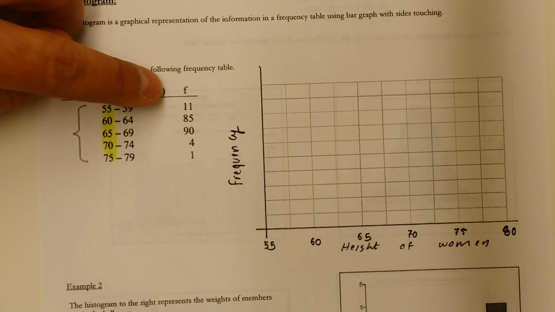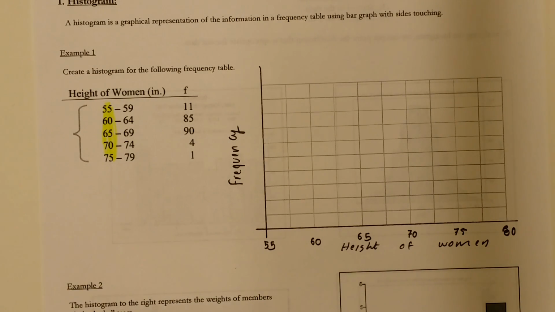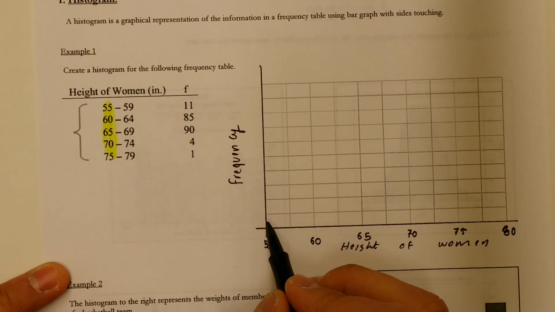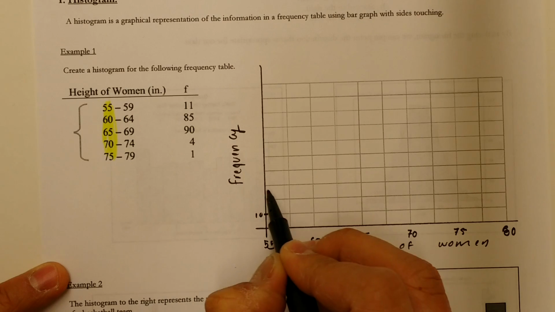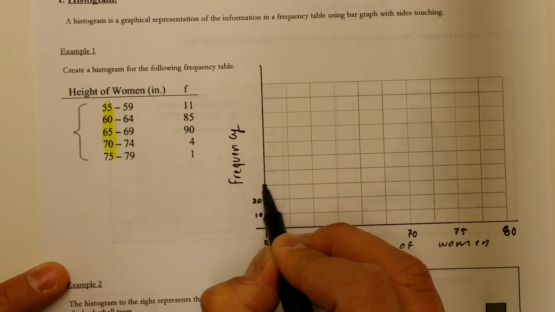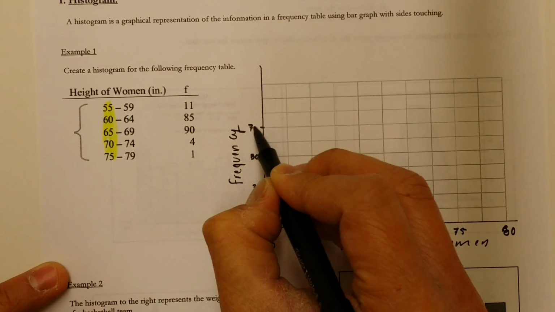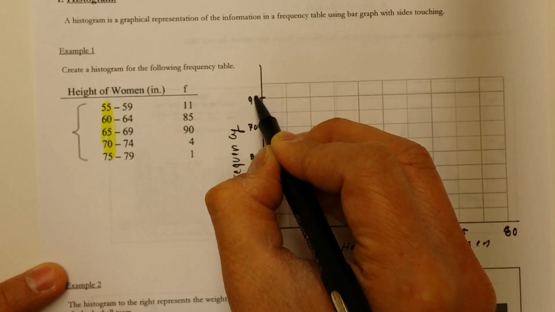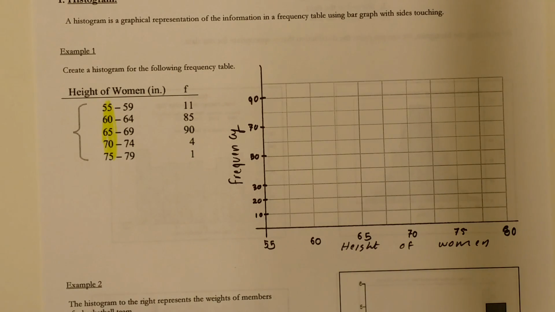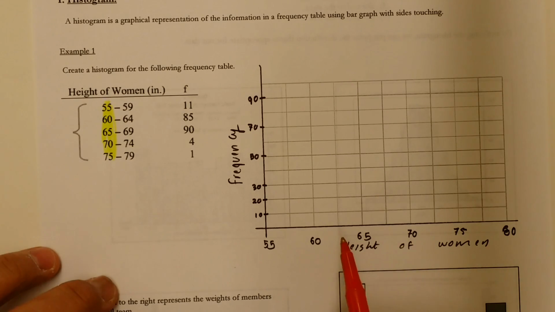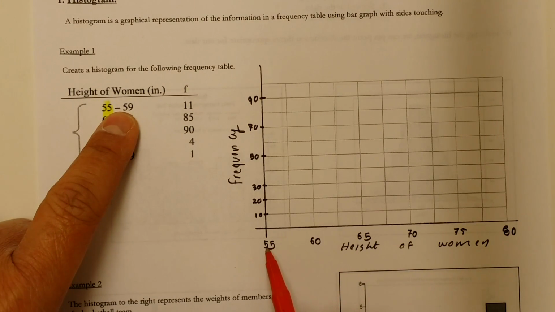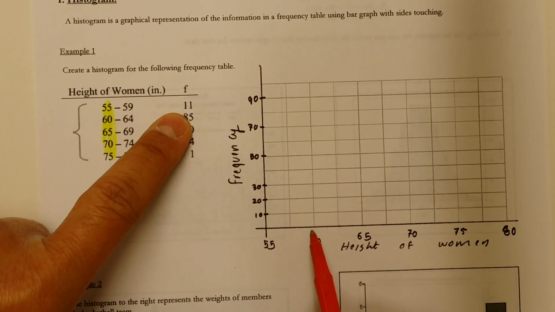And the y-axis is going to be the frequency, how many times a specific number of women fall into a certain range. So we're going to make each unit 10. So let's make this 10, 20, 30, 40, 50, 60, 70, 80, and then 90. Okay? And then we're just going to graph and sketch accordingly. So I will first count between 50 and 59.